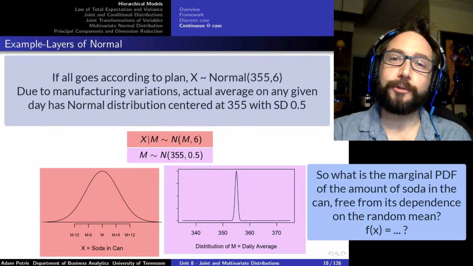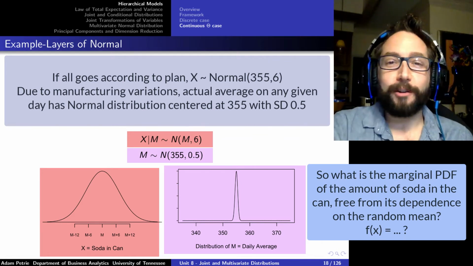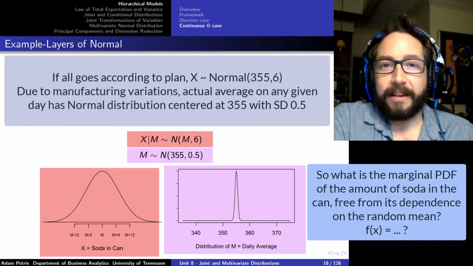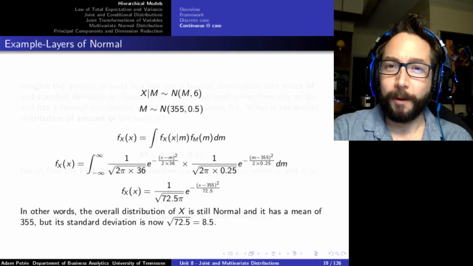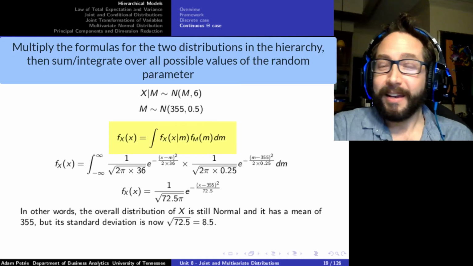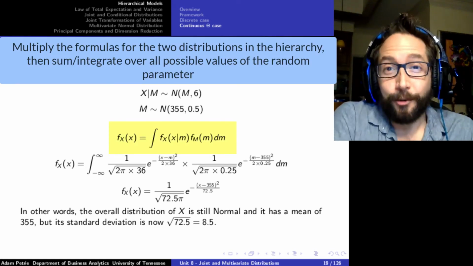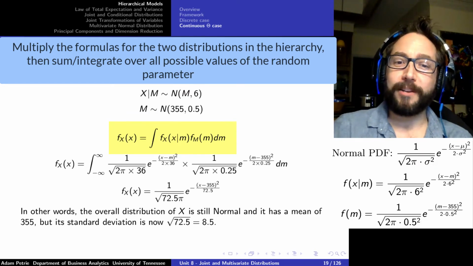What's the probability distribution of the amount of soda that goes into a can in general? How can we free ourselves of the dependence of that distribution on the random parameter that's describing the average of that normal distribution? Well, we're going to partition over all possible values of what that average might be. Instead of summing over all the possible values for what M might be, we'll take the integral because it's a continuous quantity, and so we can write out our equations.